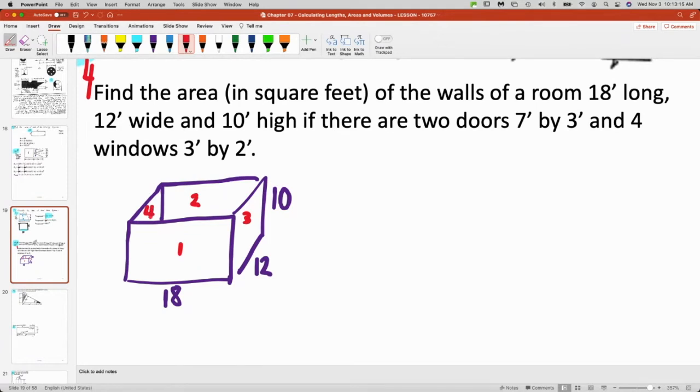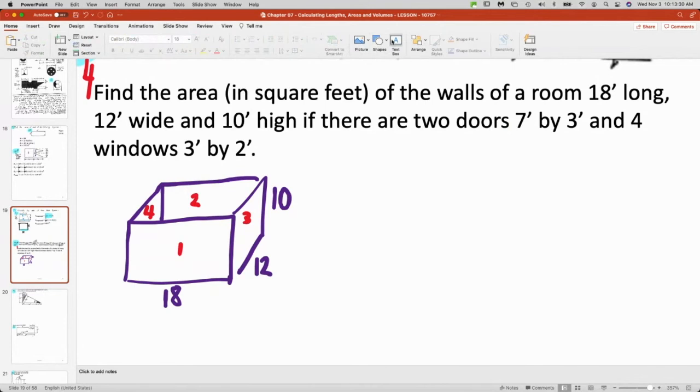If we find the area of the walls, that'll give us a building block off which to find the rest of the question. So what I would do is find the area of the walls and then subtract off the cavities from the doors and the windows. So find the area of the walls.